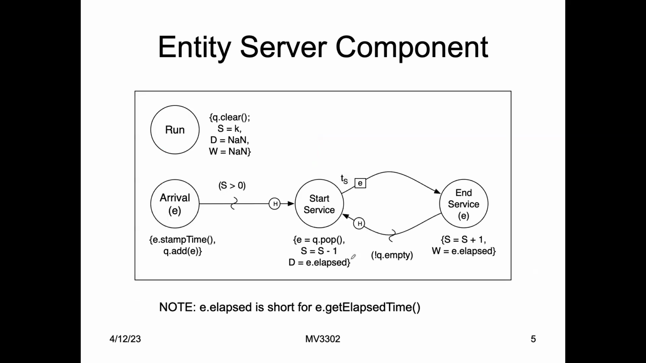All right, so here's what it looks like. And if you just blur your eyes a little bit, the pattern of the events should look very familiar. We have our run event, which for the server component doesn't schedule anything, but that's okay. We have an arrival event, which may schedule a start service, end service, and the start service get. Okay, so the structure looks very similar. The run event simply initializes our state variables.